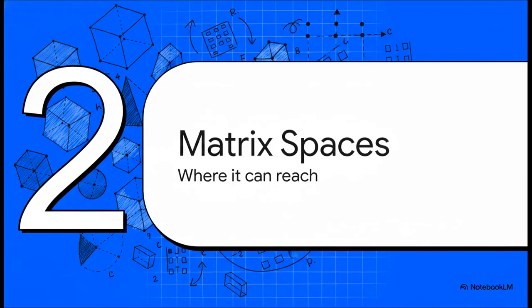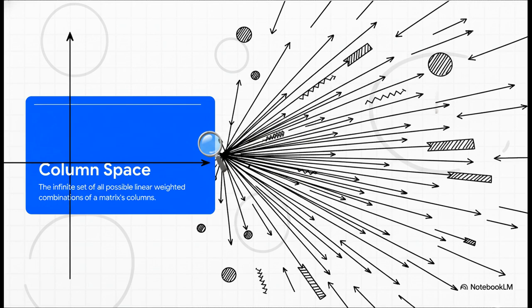Moving right along to Section 2, exploring matrix spaces, where the matrix can actually reach. If you start conceptualizing a matrix as a set of column vectors, the column space is the infinite set of all possible linear weighted combinations of those columns. Think of it like this. It's the infinity of real-valued scalars, multiplying, stretching, and combining those specific vectors to reach entirely different points in geometric space.